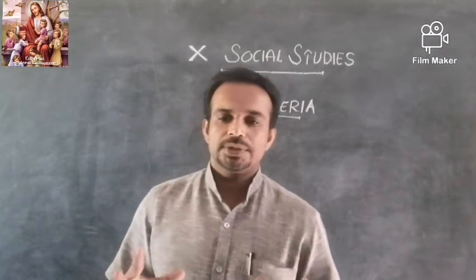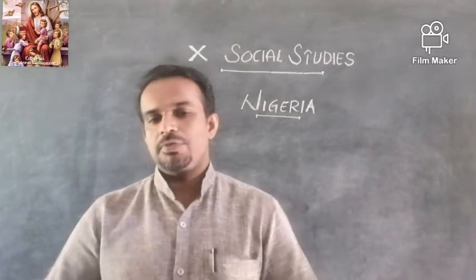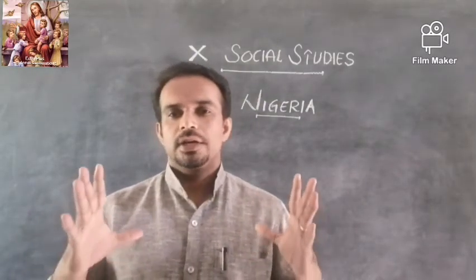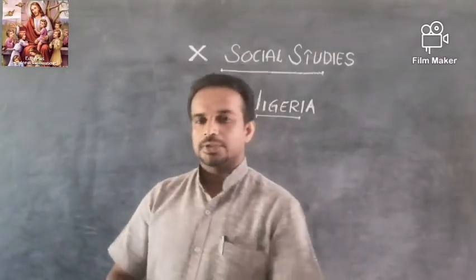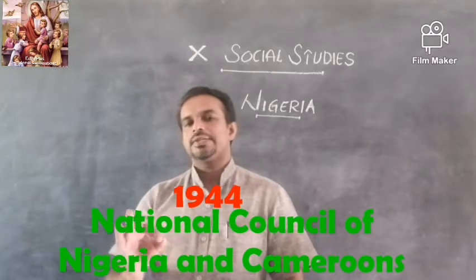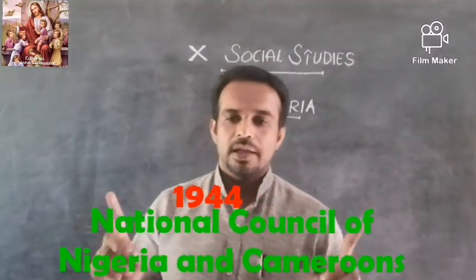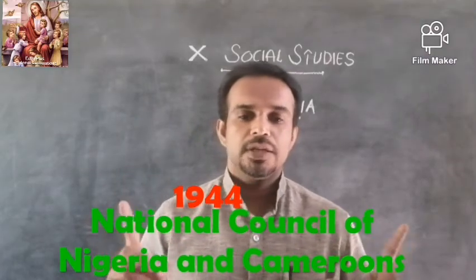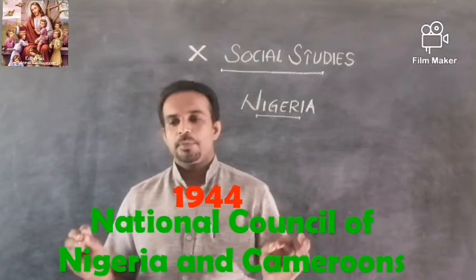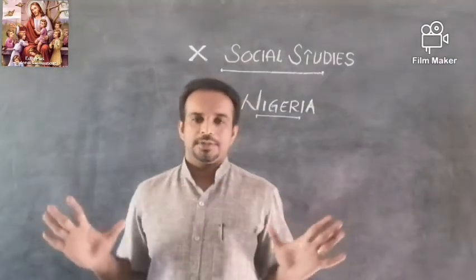So, for that purpose, he organized a meeting with Nnamdi Azikiwe, and they decided to form a joint operation against the colonial masters. The National Council of Nigeria and Cameroon, NCNC, was established by Herbert Macaulay and Nnamdi Azikiwe in the year 1944. And Azikiwe became the prominent leader, and he became the champion of Pan-African movements.